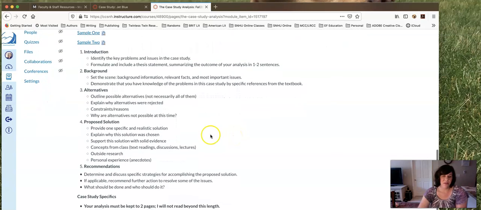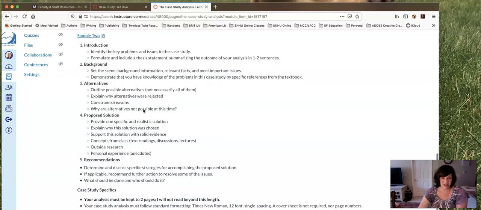And the third point would be alternatives. In alternatives, you could outline possible alternatives, but not all of them, and explain why these alternatives would not work. What are also the constraints and reasons, and why these alternatives are not possible at this time.